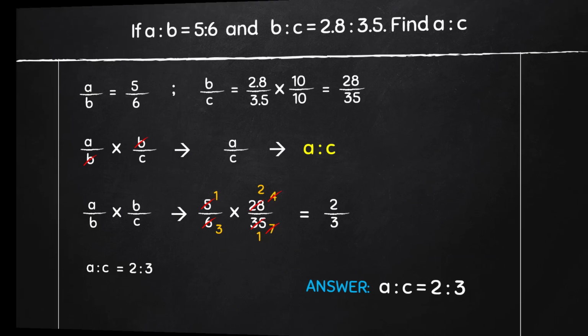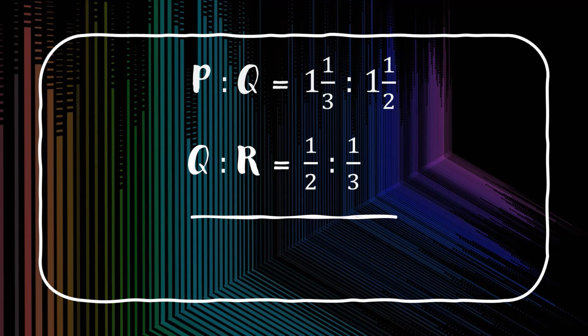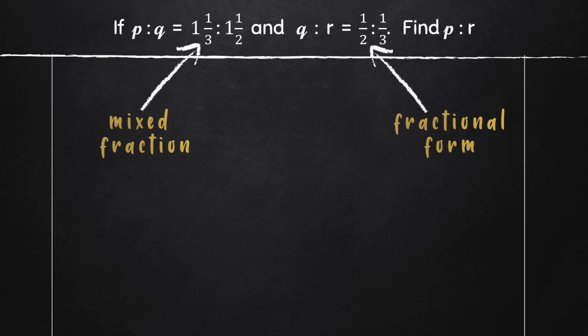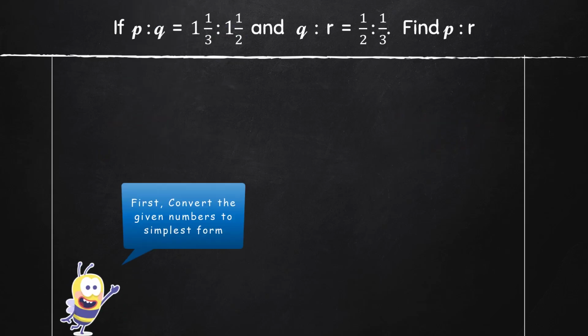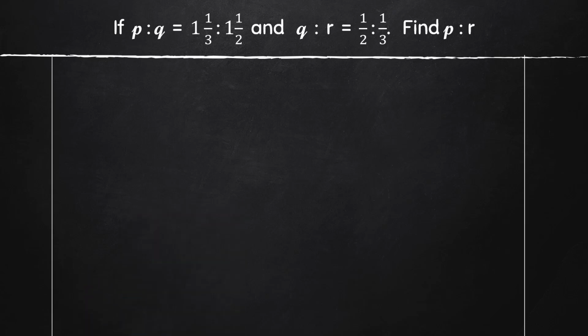I hope it's clear. P is to Q is equal to 1 by 3 is to 1 by 2 and Q is to R is equal to 1 by 2 is to 1 by 3. Find P is to R. There's a slight change in this sum because the ratios are given in mixed fraction and fractional form. We need to ensure that the ratio is first converted into the simplest form. Once the above ratios are converted into simplest form, then the methodology is the same as the previous sum.